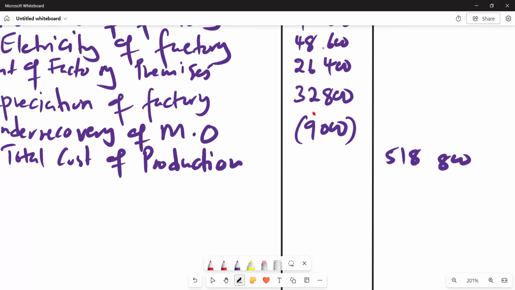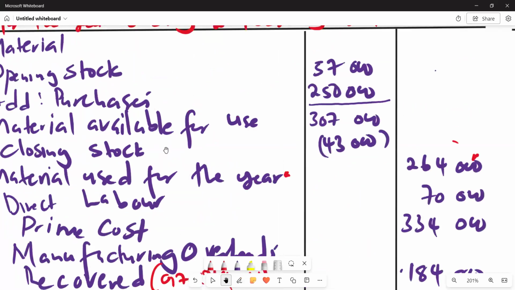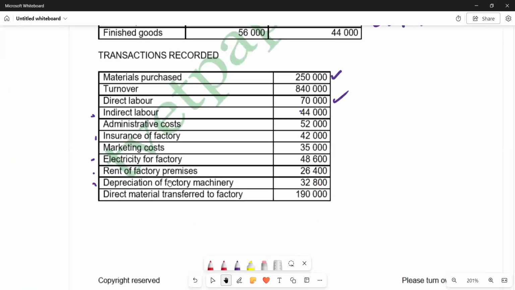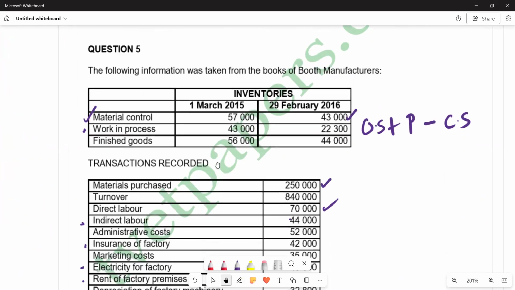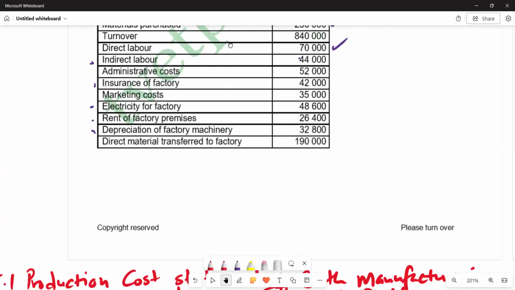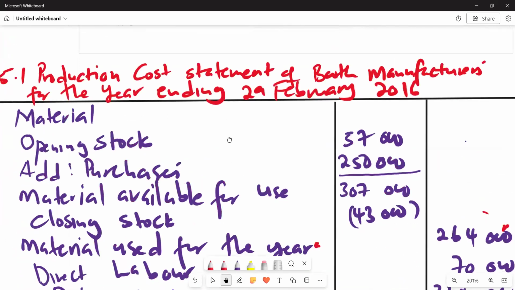And then from there, you can now add work in process, which is the opening. Add work in process, opening. We can just abbreviate it as work in process. Then we're going to check the figures for opening and closing work in process. So work in process is here. We have 43,000 as our opening, and then we've got 22,300 as our closing. So the opening you add, then the closing you subtract.